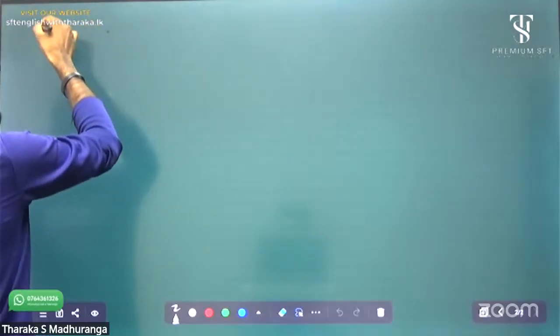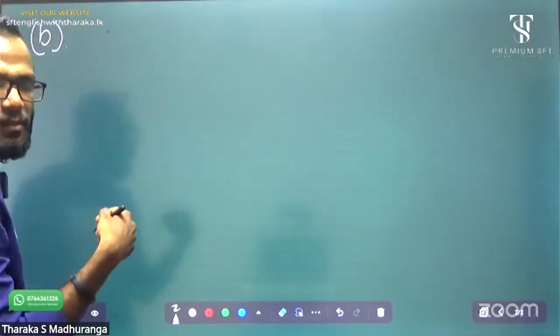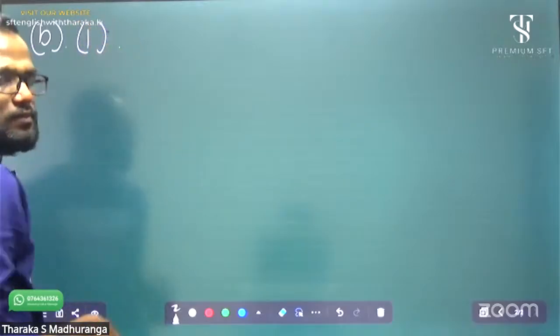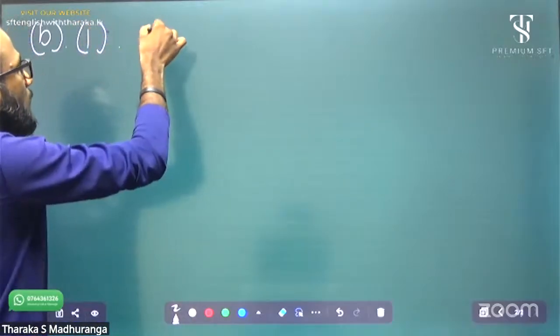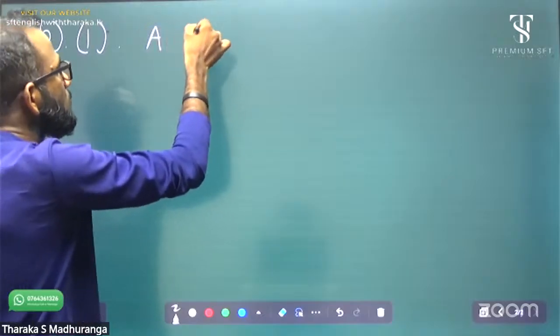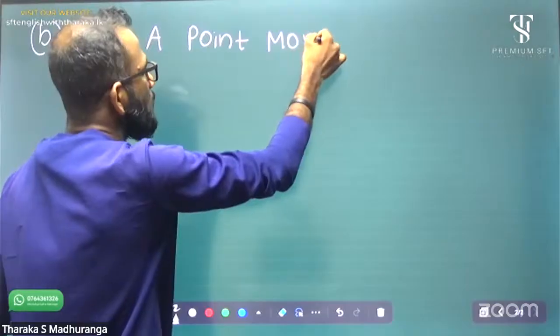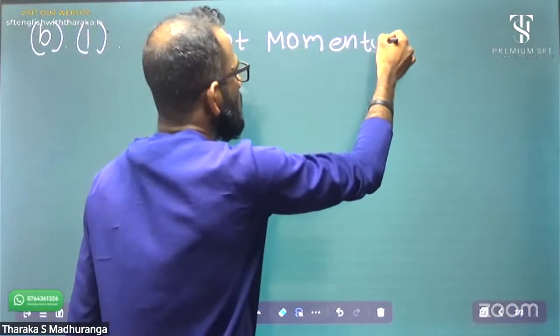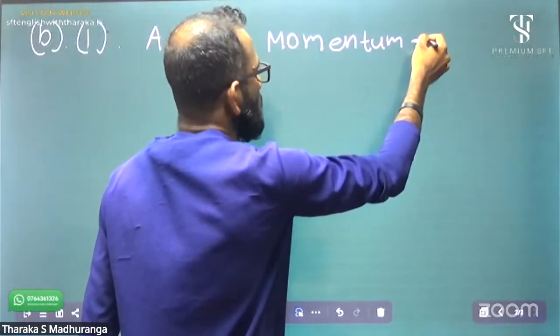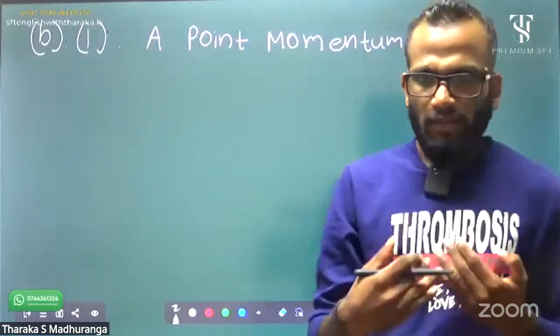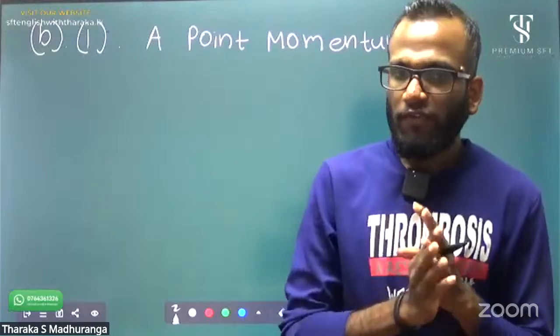Okay, this is part B. Clearly mention your question number and answer number. Part 1, you can write A point momentum. A point momentum. Not only the answer, please understand how to answer essay questions.